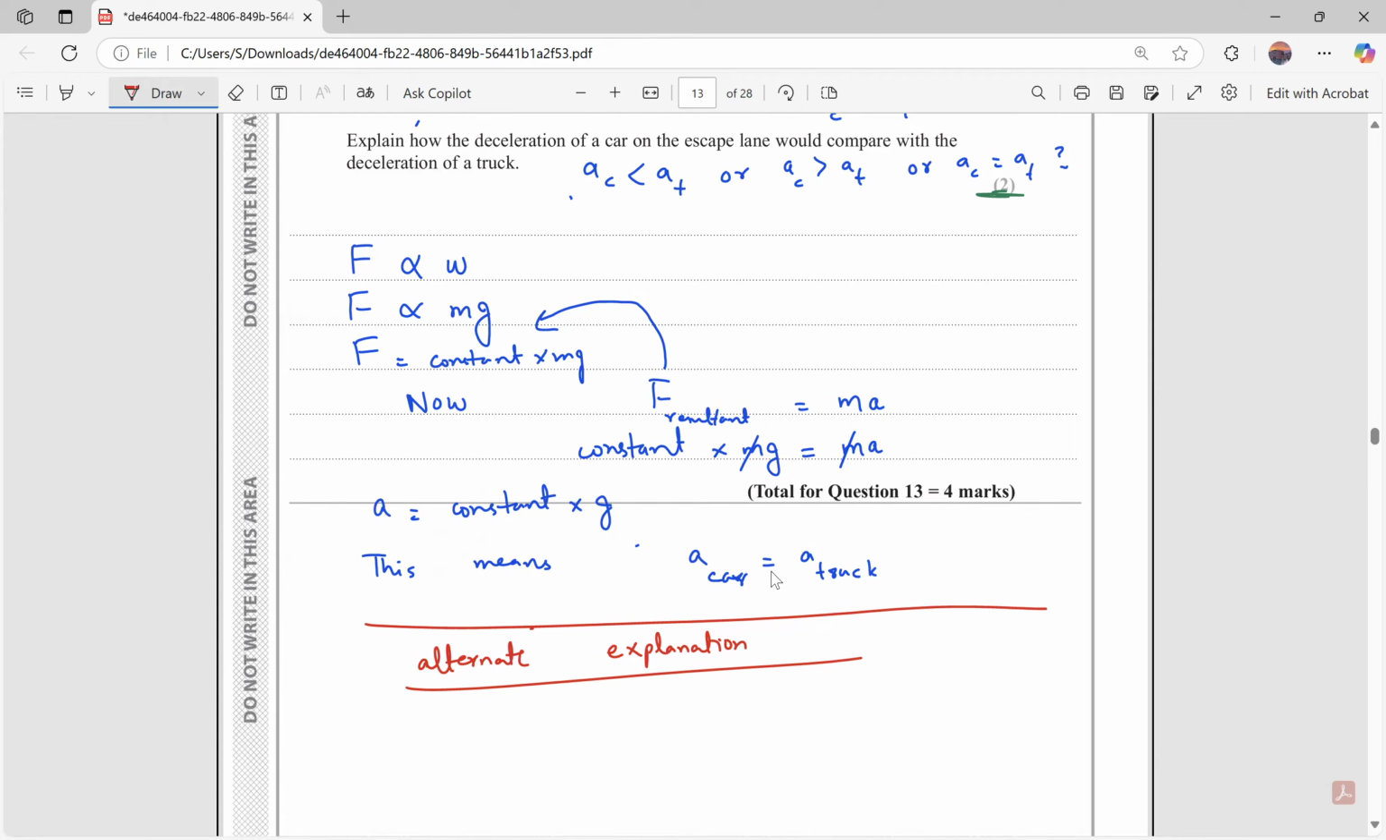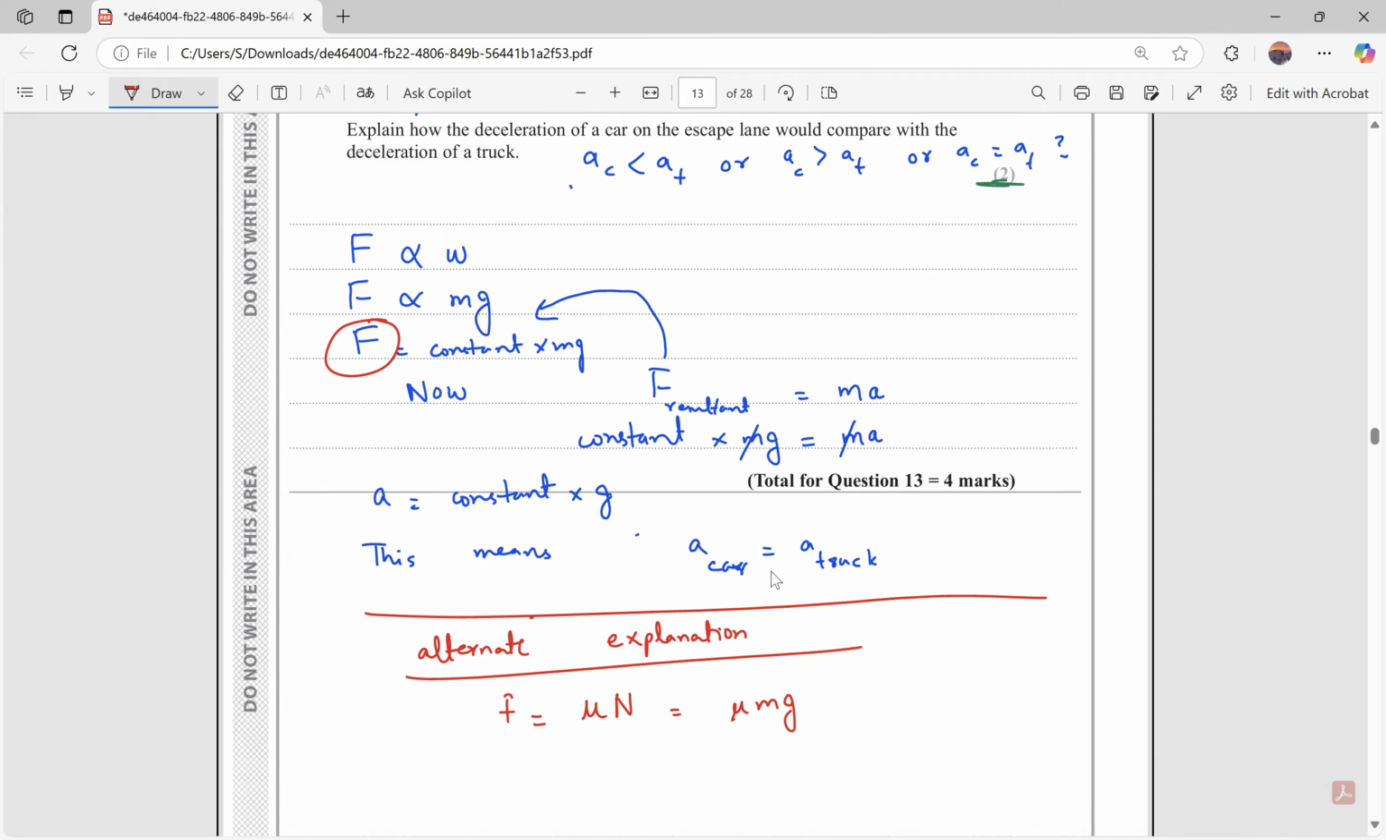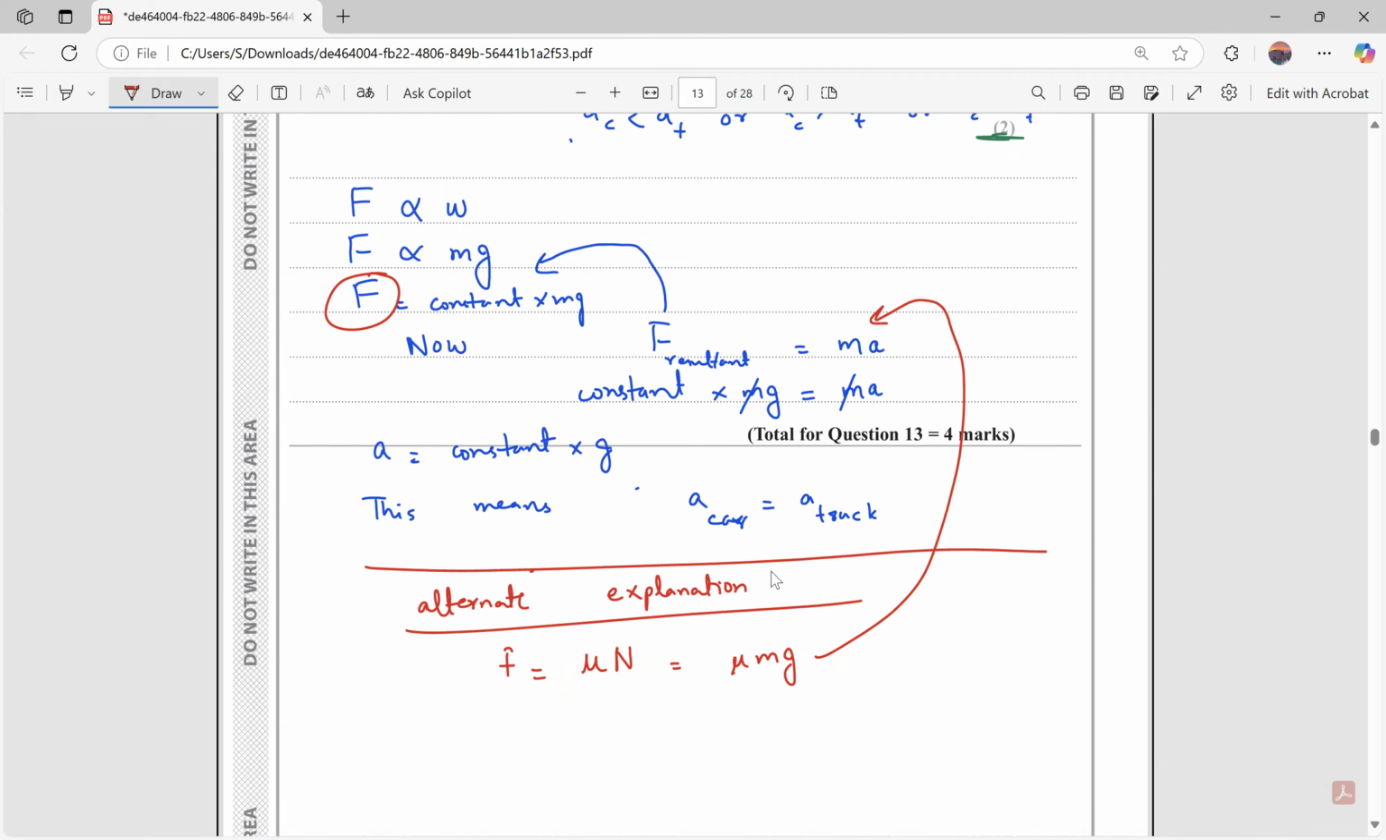The resistive force is because of the sand, right? So what is it? It's friction. And what is the formula of friction? Coefficient of friction times the normal force. What is the normal force equal to on a flat road? The escape lane is flat, so it's just equal to the weight. So basically, this force that we are not referring to by name is the friction. If you now put friction in Newton's second law equation, F equals ma, the resultant force is friction. So the mass cancels out and acceleration is just equal to coefficient of friction times g.